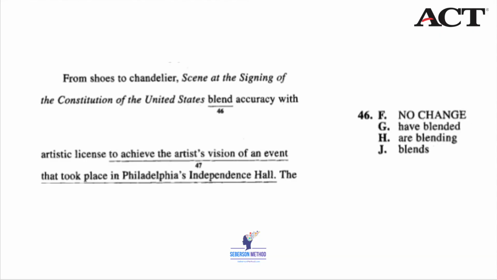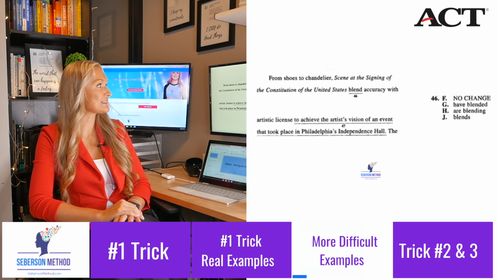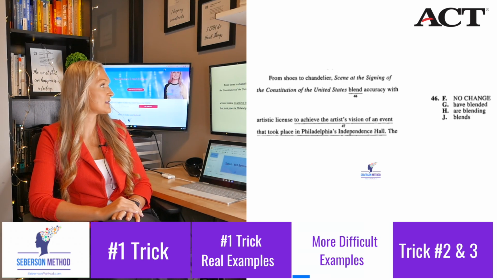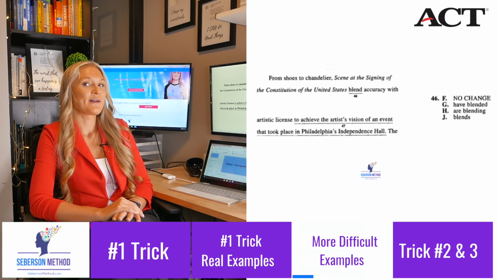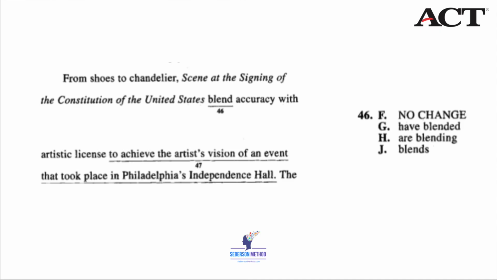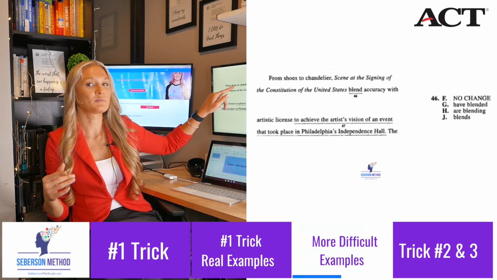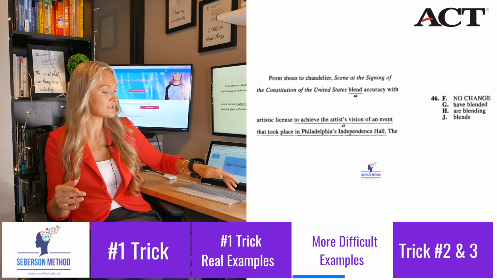A couple more examples. This one is a little bit more complicated. So pause this video. What is the subject? The subject is seen at the signing of the Constitution of the United States. How can we replace it with a pronoun? Seen. It. It blends. Although here you have so many different parts: at the signing of the Constitution of the United States. Remember again, a prepositional phrase is never going to be a part of the subject. So the subject is seen. Seen is a singular noun. It blends. The answer choice is J.